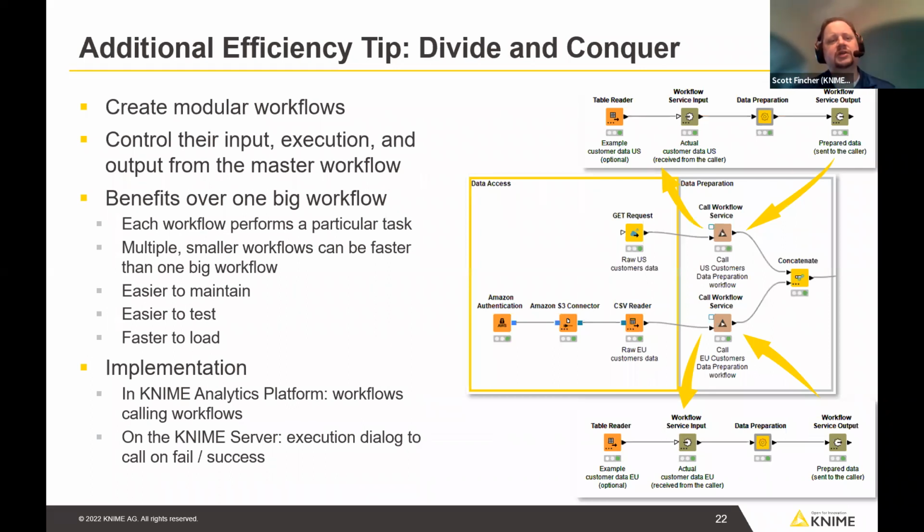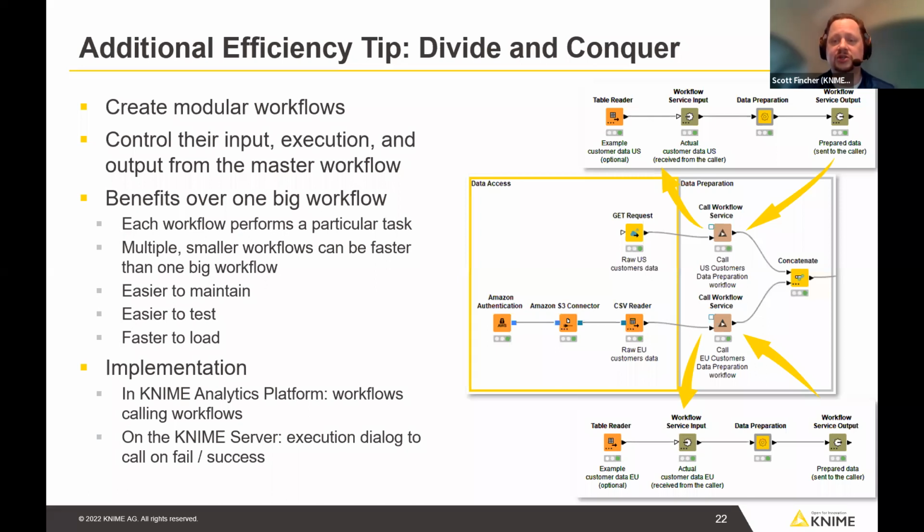Now, something else we could think about with respect to efficiency is modularity. If I create modular workflows, then it's essentially taking one big workflow and breaking it into chunks. The benefit here over one large workflow is that I can have those individual workflows perform individual tasks, and they're going to load faster. They're easier to maintain if I need to spread this out amongst other folks on my team. They're easier to test. So there's a lot of benefits to building your workflow in this way.